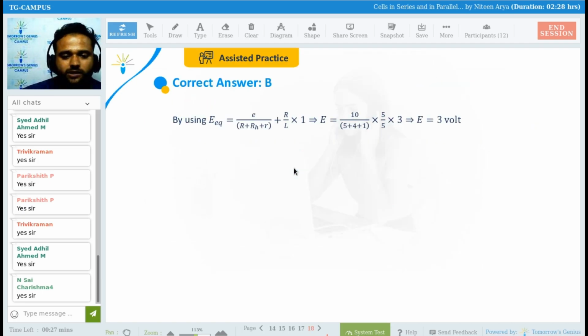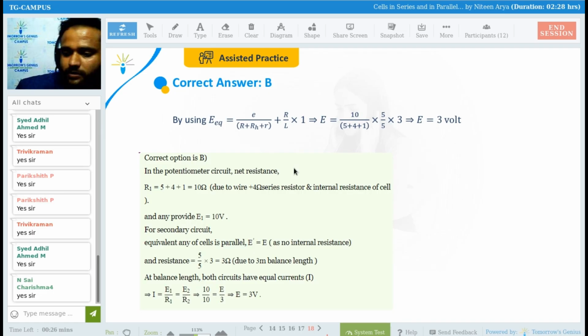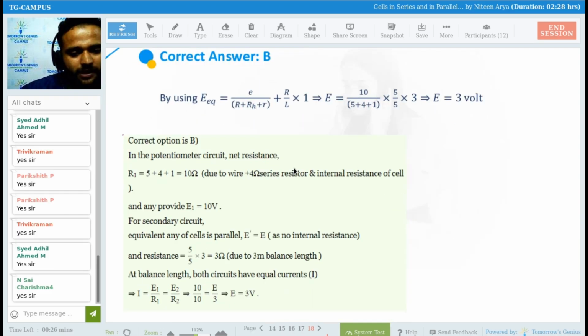Okay, let me explain to you guys on the next page. The correct option is B, first of all, and this is your answer. This is the proper explanation. So the correct option is B. B here is 3 volt, 3.0 volt. That is the correct answer.